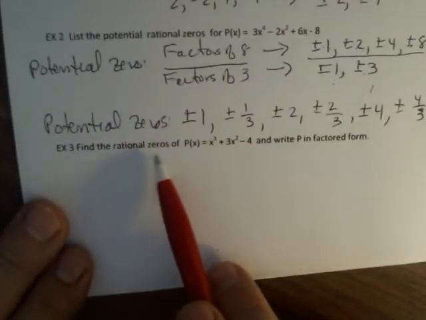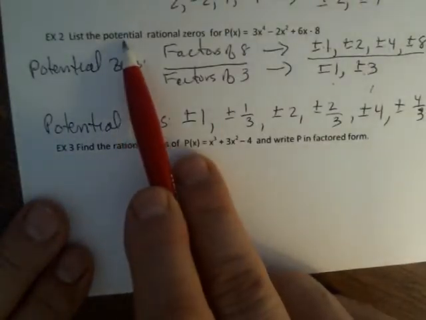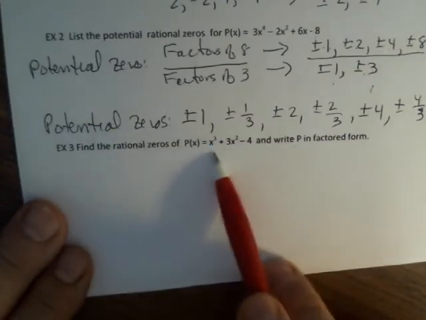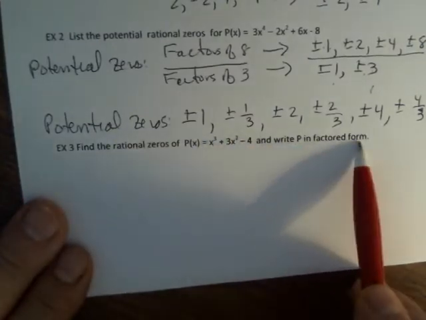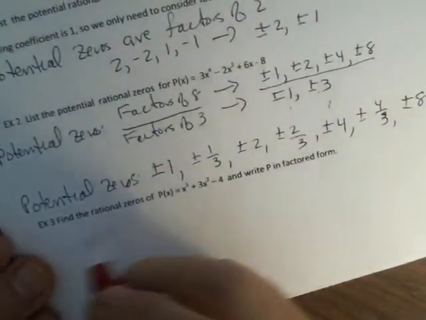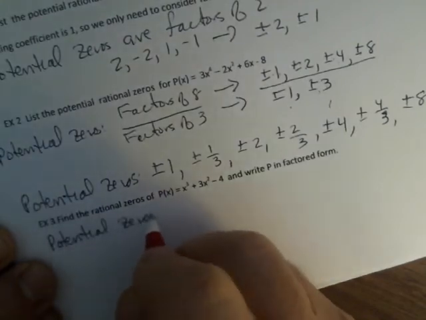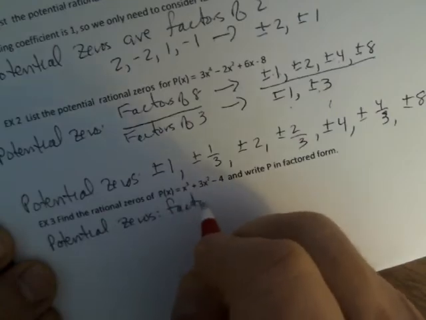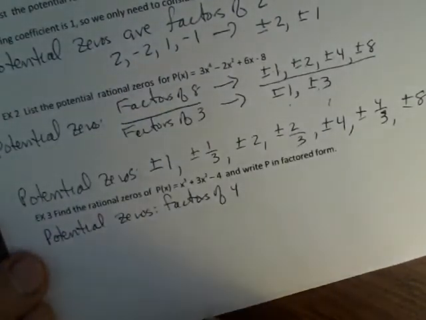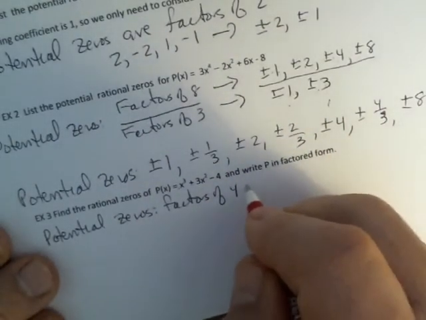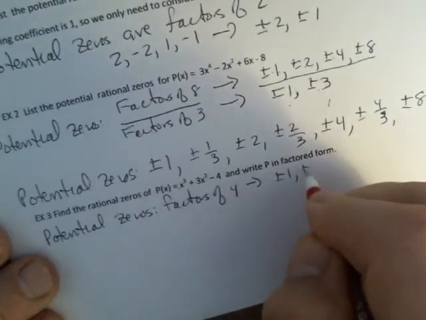Now let's look at where we're asked to find the rational zero. So there's a difference between the potential and finding the actual one. In this case, we have to take this polynomial and write it in factored form. So the first thing I do is look at my potential zeros, and they are just the factors of 4. Because I do not have a leading coefficient here, I just look at factors of 4. And so these are plus minus 1, plus minus 2, and plus minus 4.